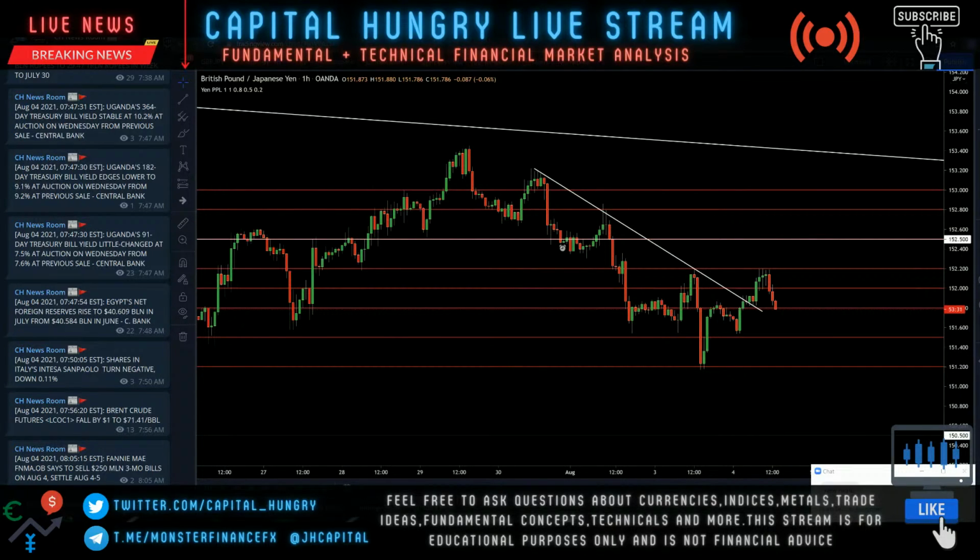So pretty much what I'm looking for is either we get a deeper pullback to 151.500 again, we hold 151.8, or break out above these highs at 152.2.